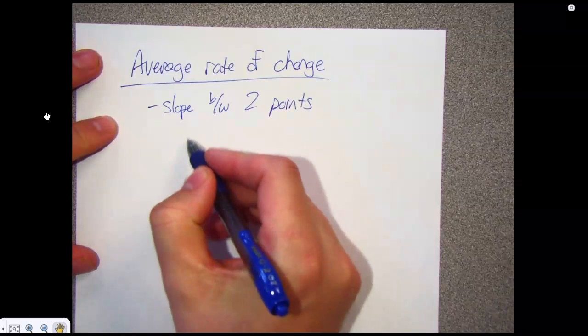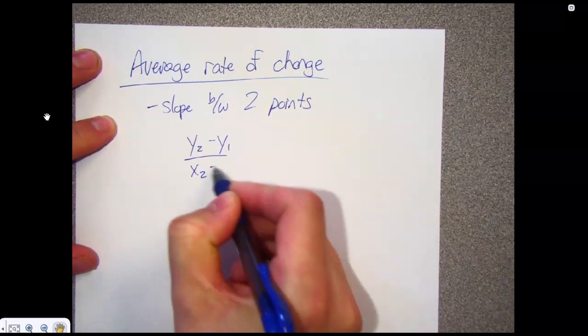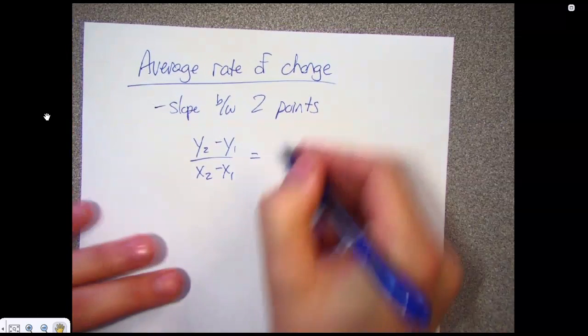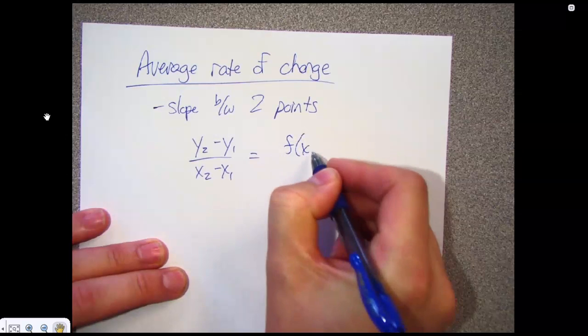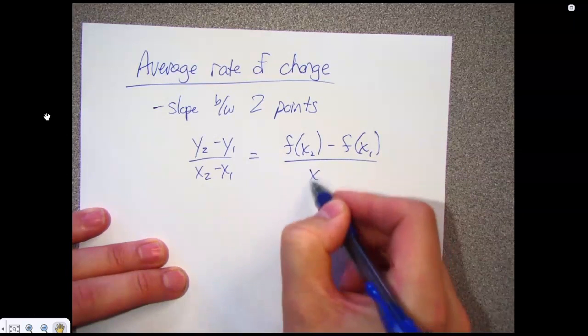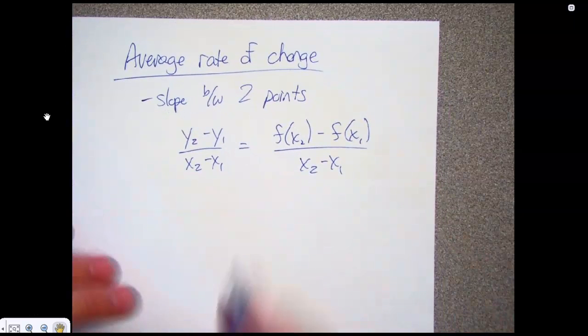So this is just y2 minus y1 over x2 minus x1, or in a more mathematically written way, it'd be f of x2 minus f of x1 over x2 minus x1. But that's just the slope formula. That's just rise over run.